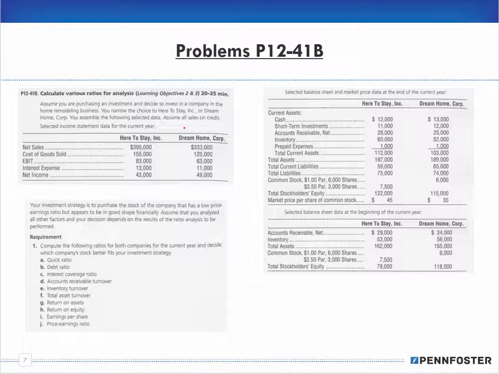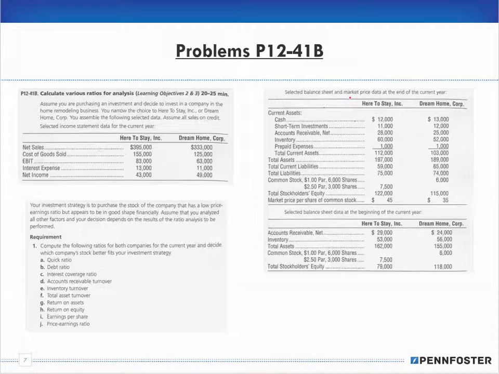I mean, if you've done all of the homework problems before, this should be relatively easy to do. It's just about crunching numbers, and I will try to write the numbers here next to the ratios. On the left-hand side, I'm going to put Here to Stay, and then Dream Home I'm going to put on the right-hand side as we create the different ratios. Now, I don't have too much space here, so you have to bear with that.